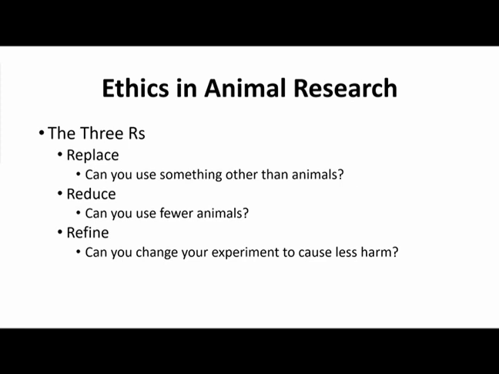You can replace some, if not all, of the animals that you would have been using previously, which is really, really cool. Another way you can do it is to reduce. Can you use fewer animals? This is mostly a statistical question. So if you know approximately what kind of effect size you're looking for, what is the smallest number of animals that you can have in your experiment that would give you a reasonably good power to get good statistics? So you want to use the smallest number possible.